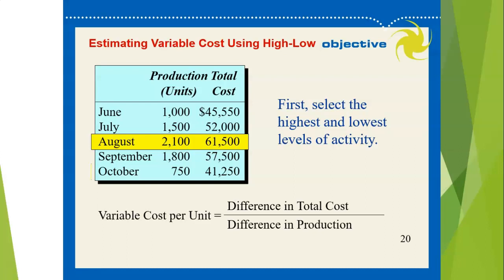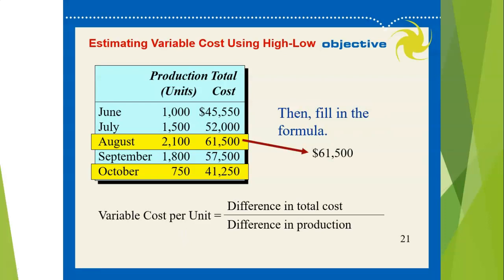Okay, so here we've gone through and we've chosen the highest and the lowest. August had 2,100 units, so that's the highest production. We're not looking at the highest and lowest cost, although they typically will also be. But we're mainly looking at the activity, the highest and lowest activity. So August had the highest activity and October had the lowest activity at 750 units. So those are the two that we're going to use.